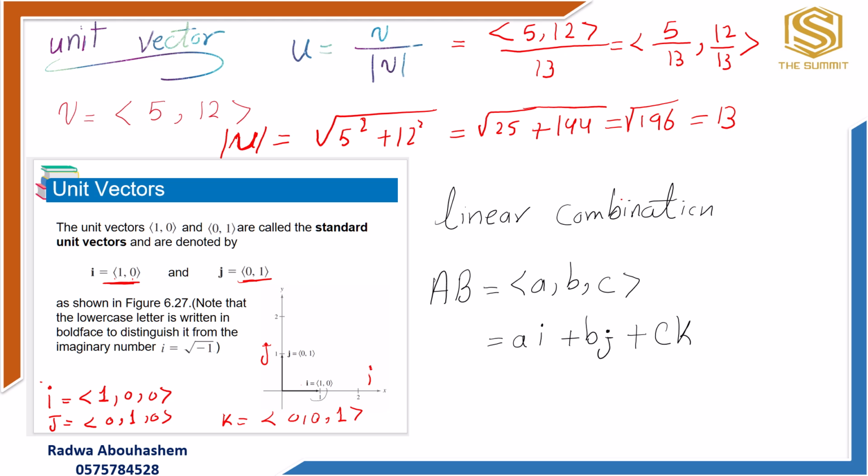I want to represent it as a linear combination. This means I'll just write the direction for it. So a in the x-axis, it would be ai plus bj, which is in the y-axis, and ck, which is in the z-axis. This is the linear combination for a vector.